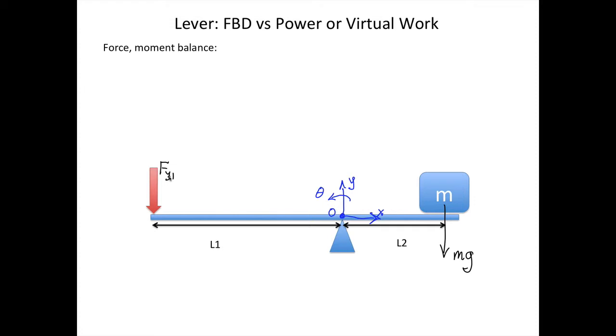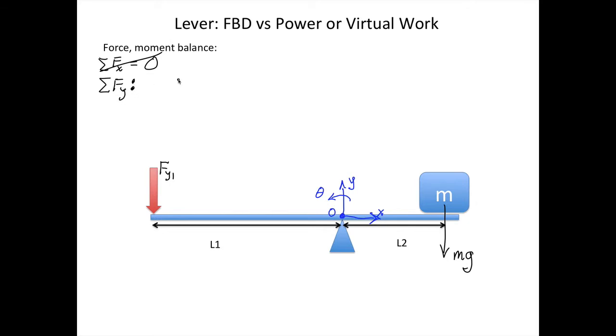Well, the standard way to do this would be to say, let's do a force and moment balance. We'll do a free body diagram on this lever, and we'll just solve. So we know that, for example, the sum of the forces in the x direction has to be equal to 0. Well, in fact, there are no forces in the x direction, so that's automatically true. Things are a little more interesting in the y direction.